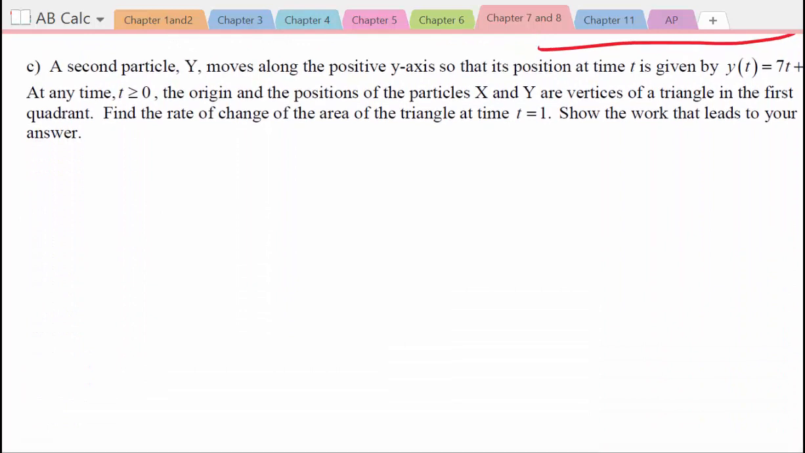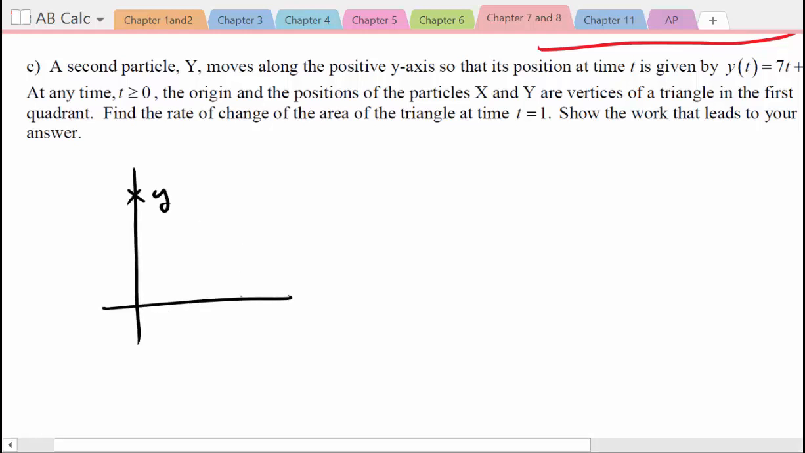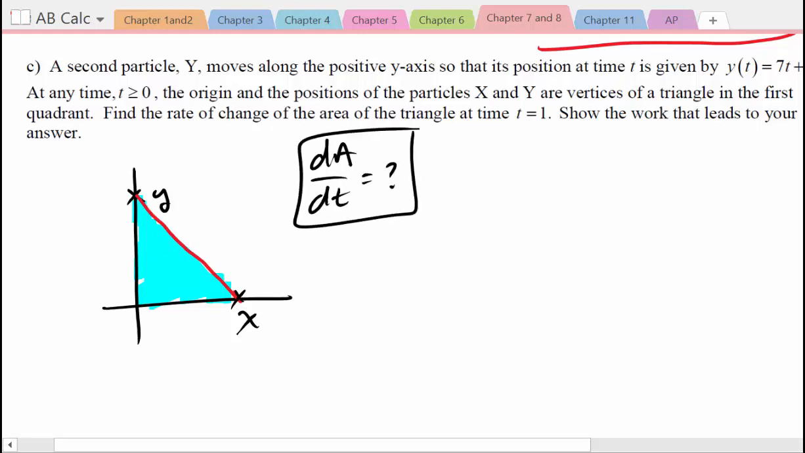Last, a particle y moves along the positive y-axis, and it's given by y of t equals 7t plus 3. What we're going to try to do is find how fast the area that is created by this right triangle is changing. So what are we looking for? We're looking for dA/dt. What is area going to be? Area is going to be 1/2 x times y. Now, x and y are both variables in this case because they're both changing.